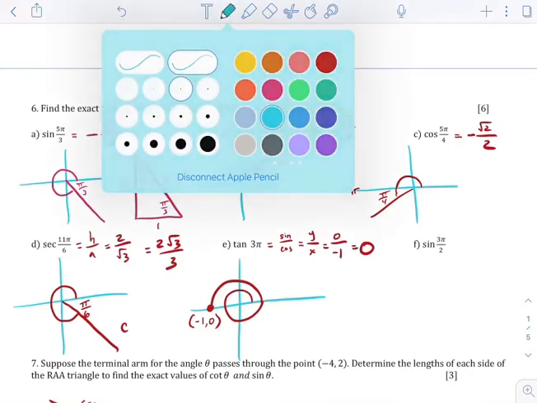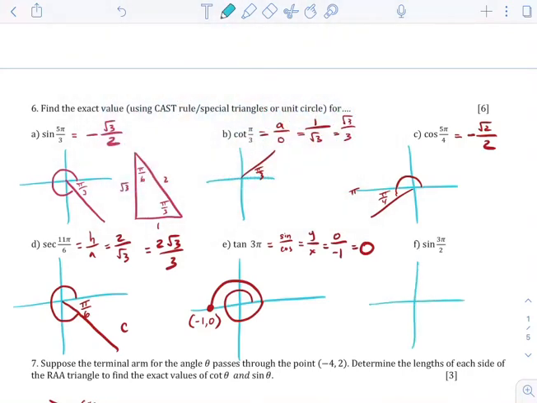And finally, the last one that we've got, sine 3 pi over 2. Well, that's right here. The coordinate here would be 0 and negative 1. So I'm looking for sine. Well, sine are the y values, so in this case it's going to be negative 1. And that's number 6.